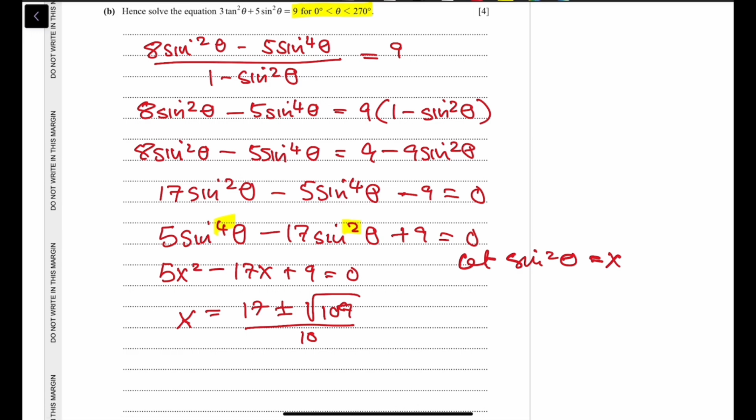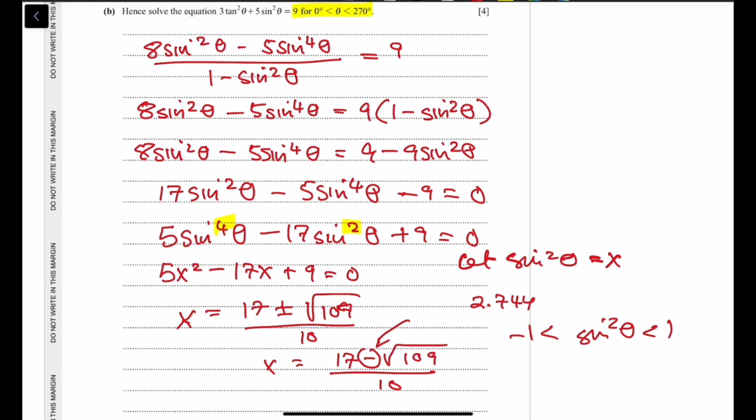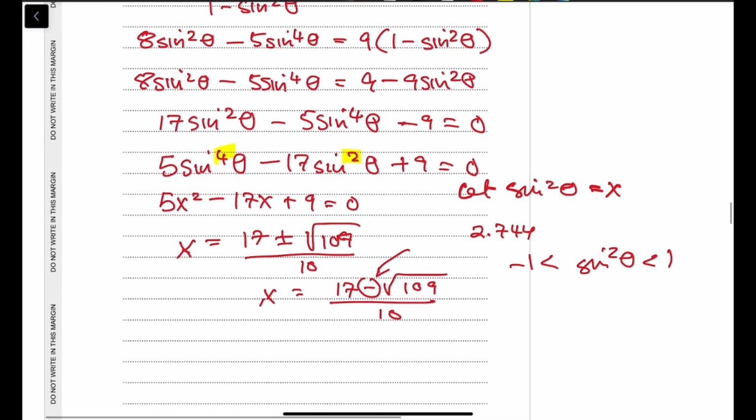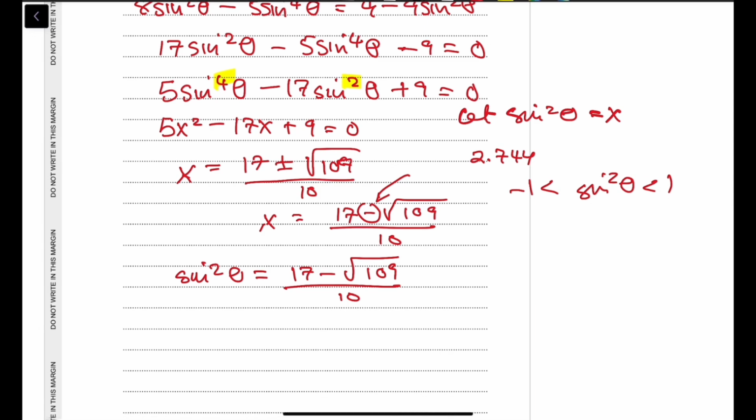And that means, however, x can only equal 17 minus root 109 over 10, because the positive version gives x to be 2.744, and that implies that sine squared theta is 2.744. However, sine squared theta is bounded by 0 and 1. So we put sine squared theta equals 17 minus root 109 over 10. And then we take the square root of that once again, and we get sine theta.